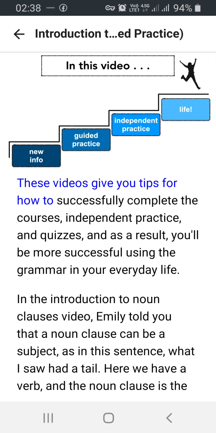Tips for how to successfully complete the course's independent practice and quizzes. And as a result, you'll be more successful using the grammar in your everyday life.